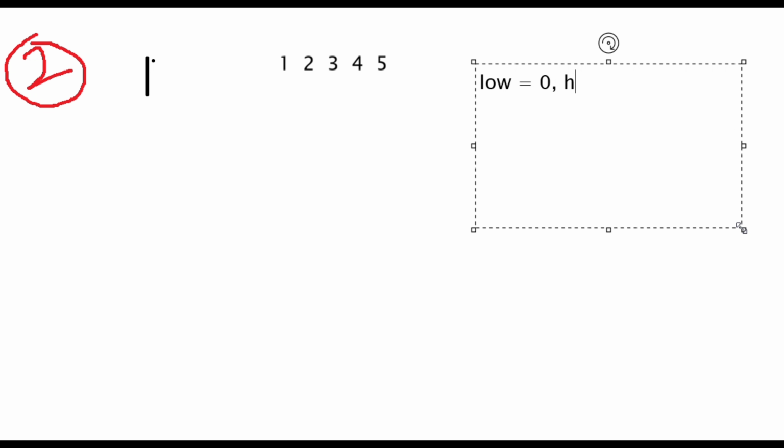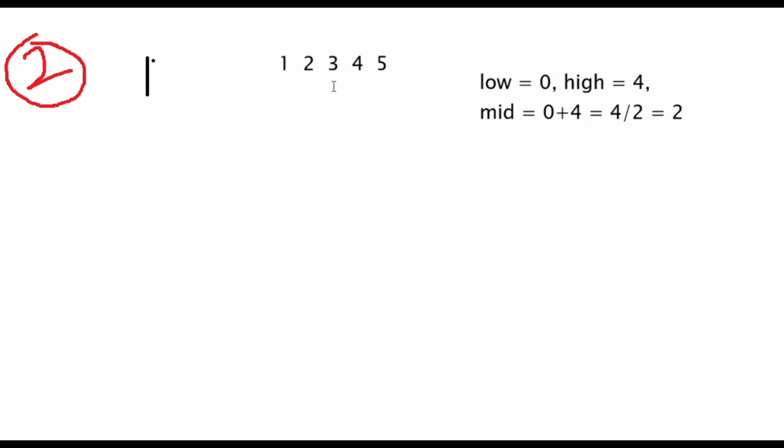And high value will be, as usual, 4, because how many elements are there? 5 are there. 5 minus 1, how much? 4. And the mid value is nothing but 0 plus 4 whole divided by 2, right? So 0 plus 4 is 4, and divided by 2 is, as usual, 2. Okay, so up to here, the first initialization is completed.